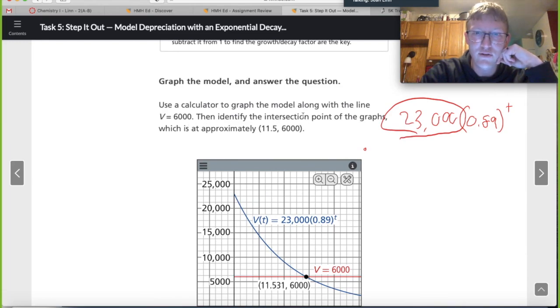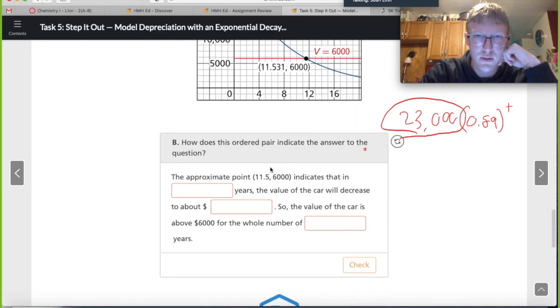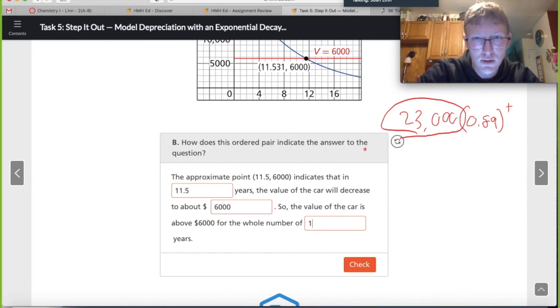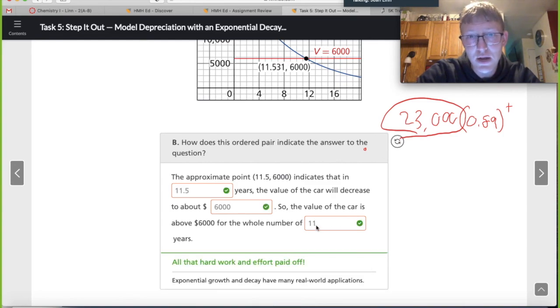Then identify the intersection point, which is approximately 11.5. Indicates that at their 11.5 years, the value of the car will decrease to about 6,000. So the value of the car is above 6,000 for the whole number of 11 years. So notice how this is not a normal rounding number right here, because of the context of what we're talking about.